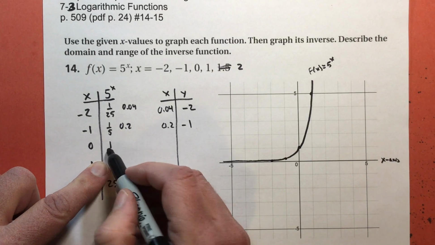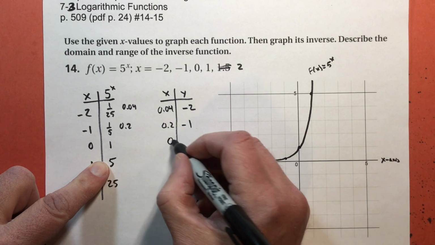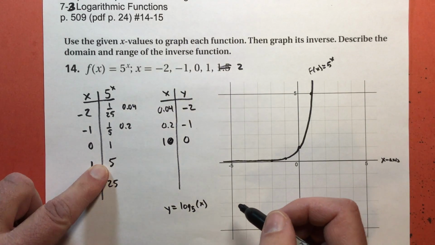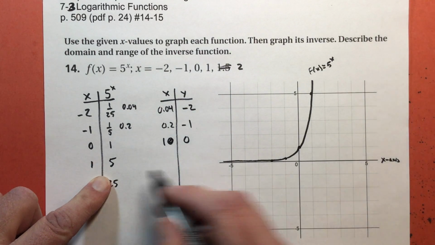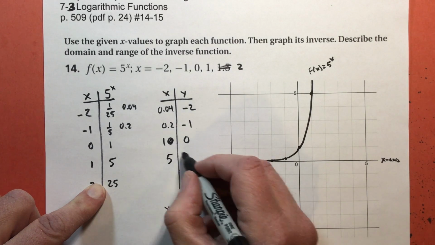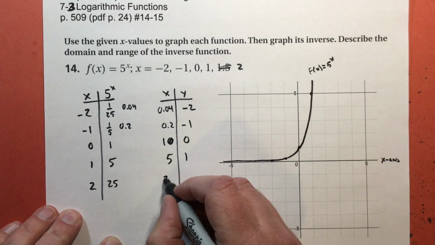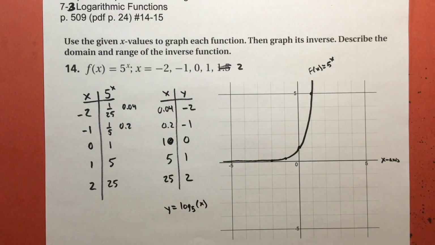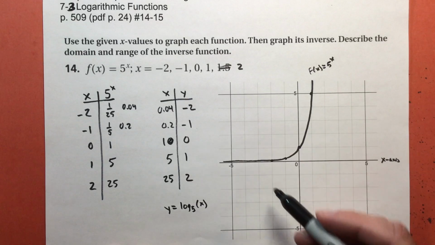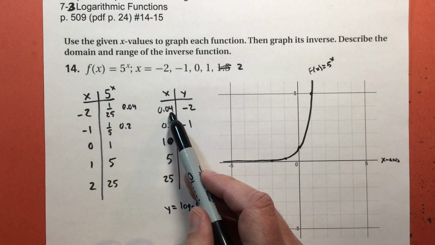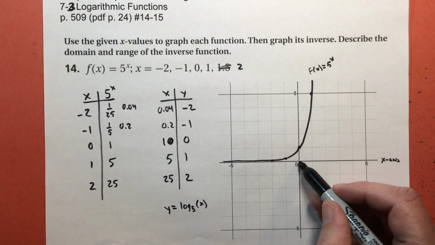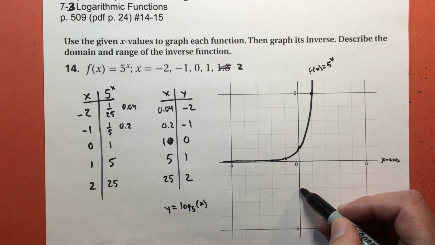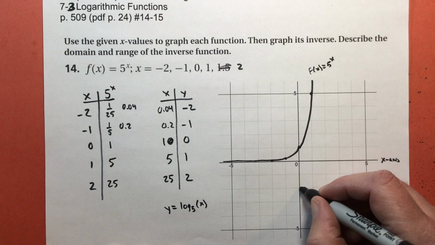Where x is 0, y is 1. Now my x is, whoops, I messed it up. X is 1 and my y is 0. Dang it, I was doing such a good job. Instead of 1, 5, now I've got 5, 1. And instead of 2, 25, becomes 25, 2. I just switched the x and the y. Let's see if I can graph any of these. 0.04, -2 means I'm going to go a little bit to the right and down 2. So that's going to end up right here.